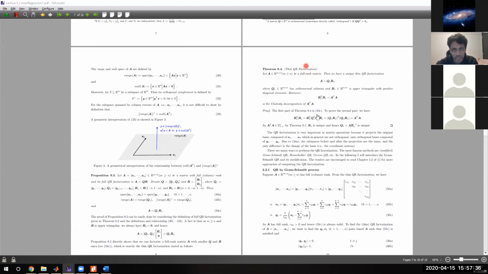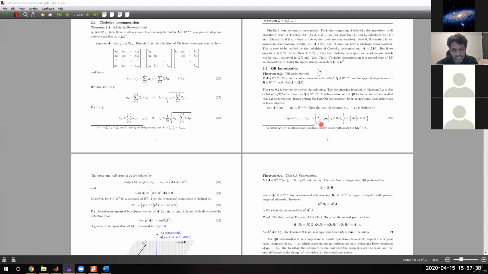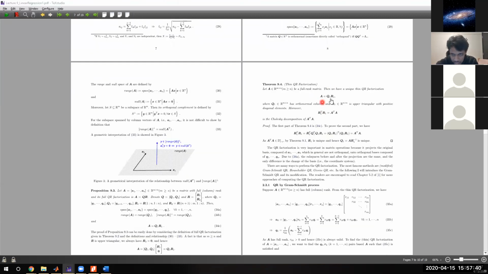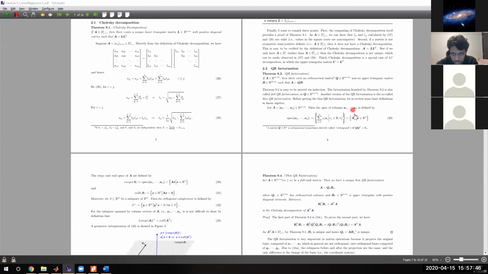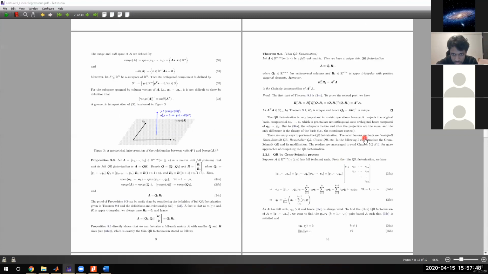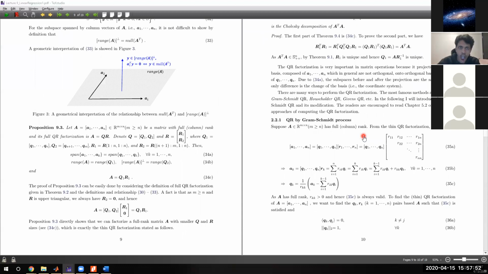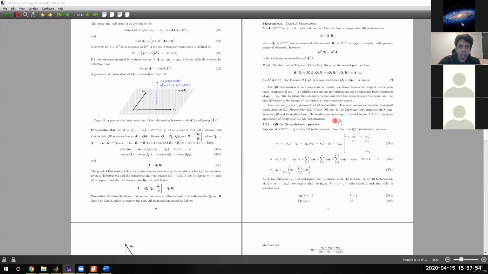So after introducing the QR full factorization and thin QR factorization, the question is how to calculate it, because this is just a theoretical result. We need a method to clearly calculate it. Today I'm going to introduce the Gram-Schmidt process. Have you ever learned the Gram-Schmidt process before?